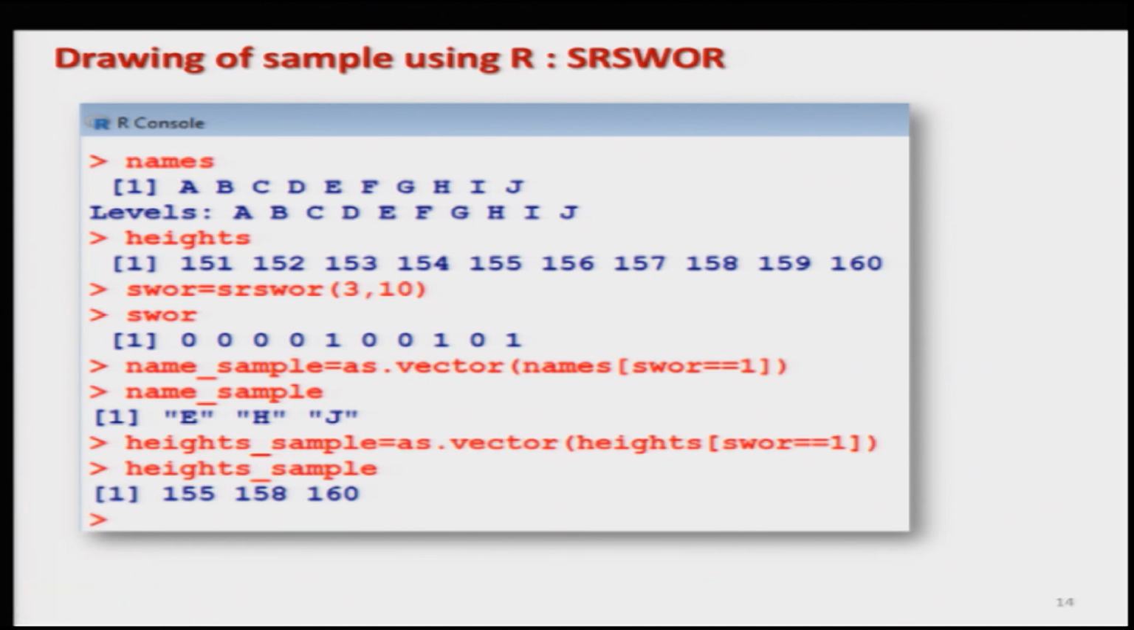This is the screenshot when I conducted this experiment on my computer, but now once I try to do it on the R console for you, then surely this SWOR will change, and then the corresponding values here will also change, and this will also be changed. The concept will remain the same.